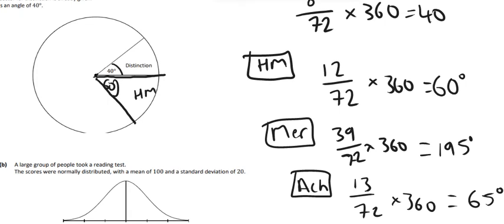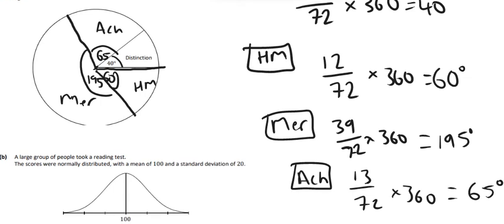The next one then is 195, so that's going to be a little bit more than half of a circle, because half a circle would be 180, so it'd be something along there like that maybe. So 195, so that's going to make up for merit then. And then the last bit then should be about 65, and you can double check, you can measure that in as well, so that's for achieved.